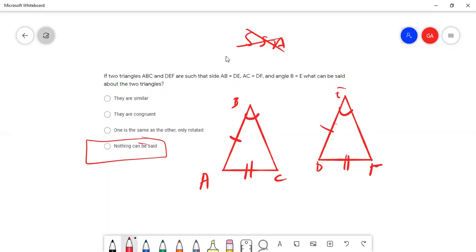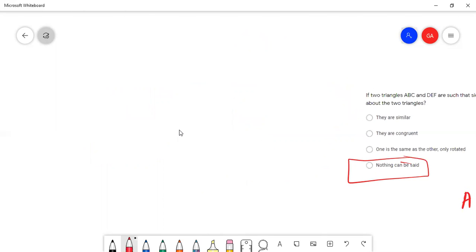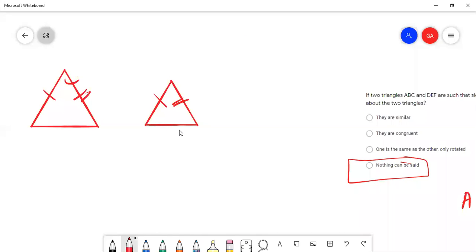How do you know the difference between SAS and SSA? Here, for example, this is SAS, where the angle is between the sides. See how the angle is sandwiched in between the sides. But the other condition would be if it weren't this angle that were equal, but maybe this angle. See, now the angle is not in between the sides.